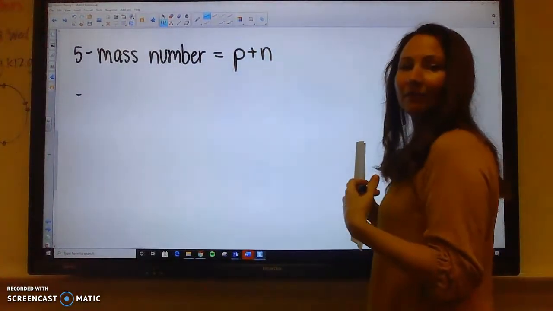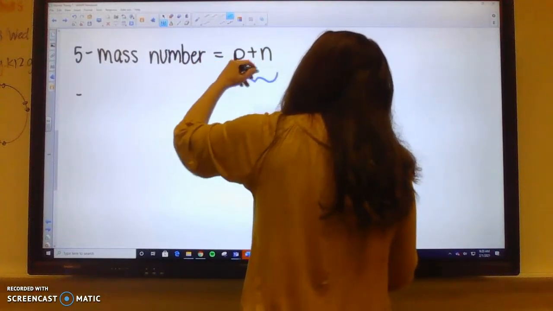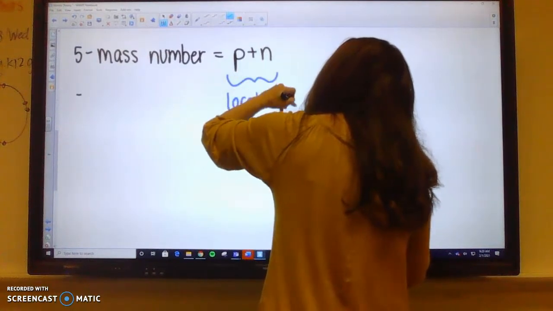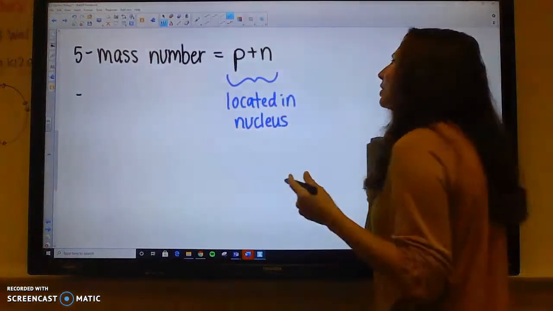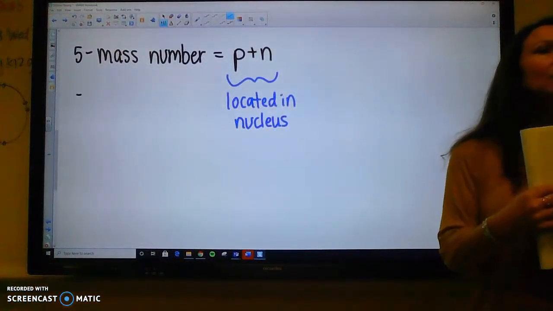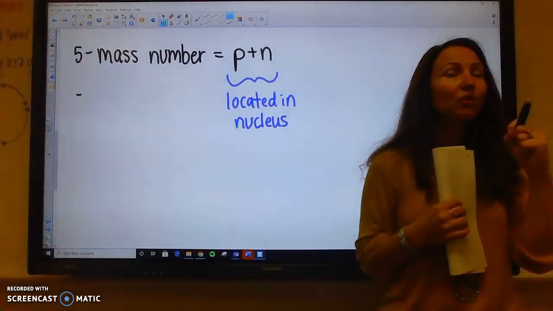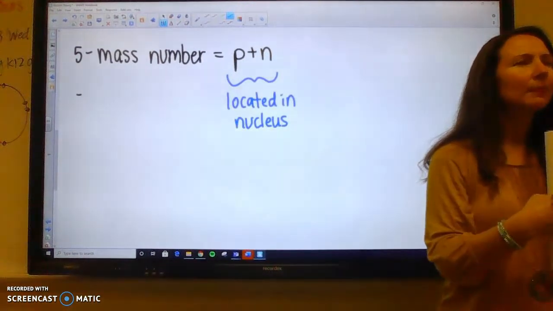Protons and neutrons are both located where? Yeah. So basically, they're located in the nucleus. So the mass of an atom is just the mass of the nucleus. And guess what? The nucleus of an atom is super, super dense. That means everything is cram-packed together.